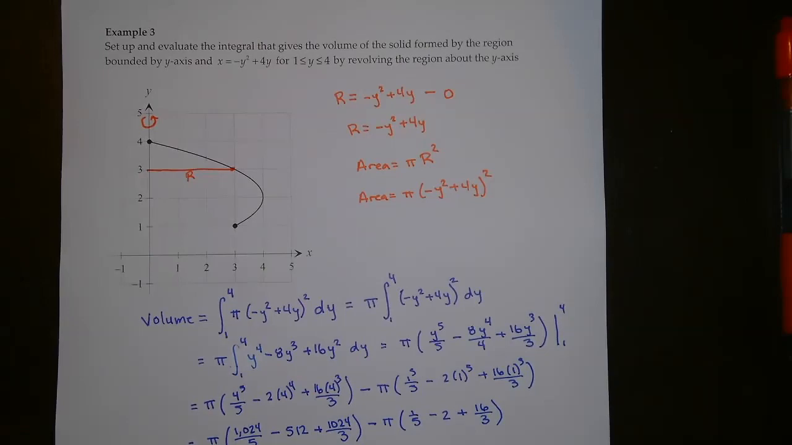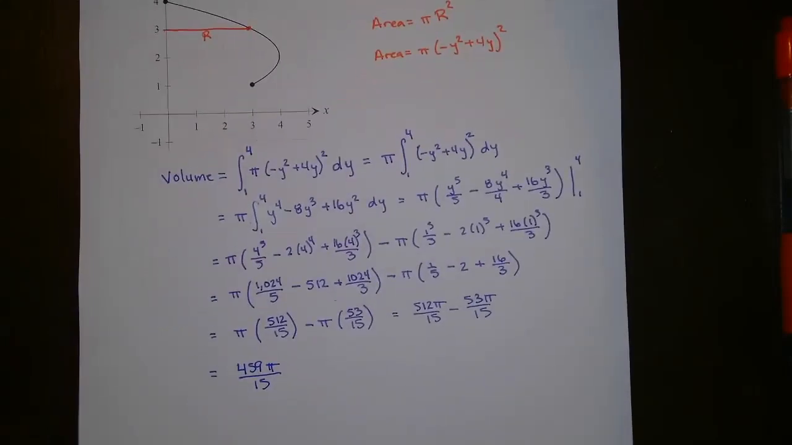And then you'd be able to subtract these, right? Because this is really 512 pi over 15 minus 53 pi over 15. And that would give you 459 pi over 15. And I forgot to slide it up. Okay, and so that's the volume of this.